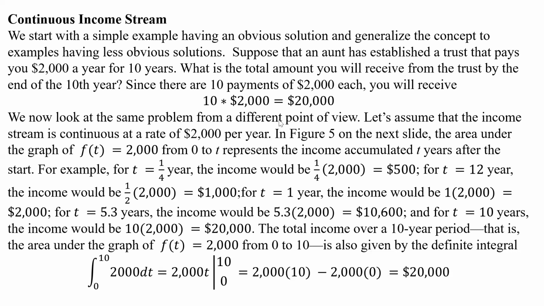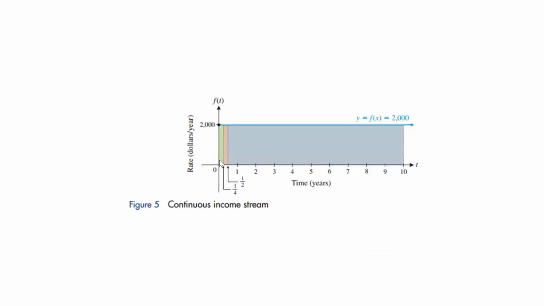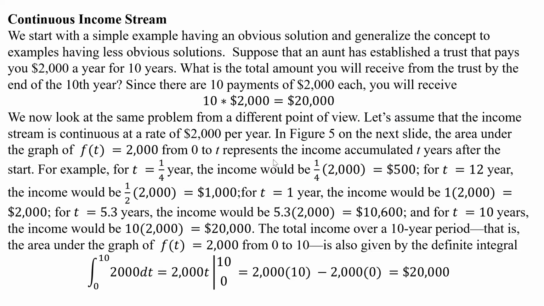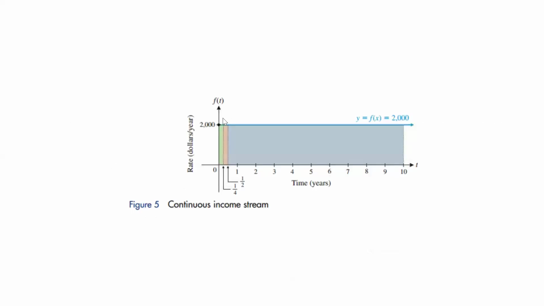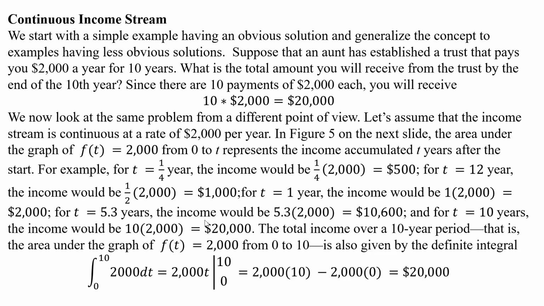Now, let's look at the same problem from a different point of view. Let's assume that the income stream is continuous at a rate of $2,000 per year. Figure 5 on the next slide is going to be that. It's just a continuous $2,000 over those 10 years. That's basically just a graph of f of t equals 2,000. That's y equals 2,000. That's what that graph is.